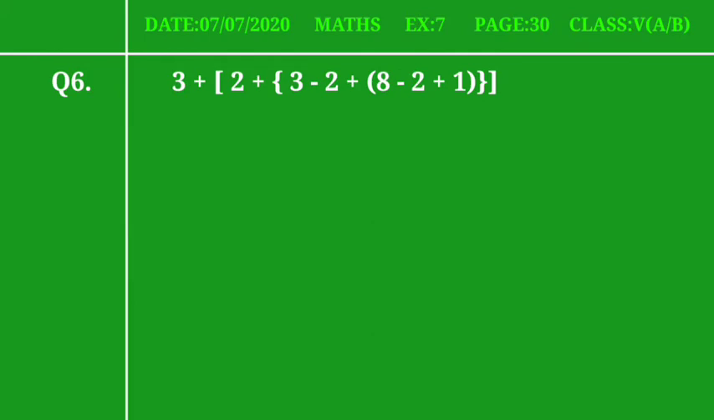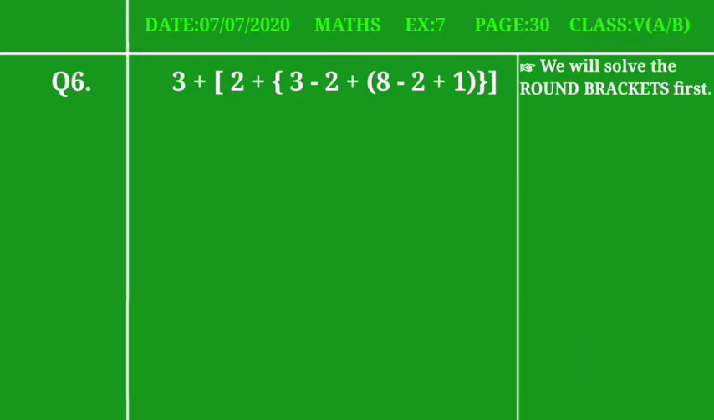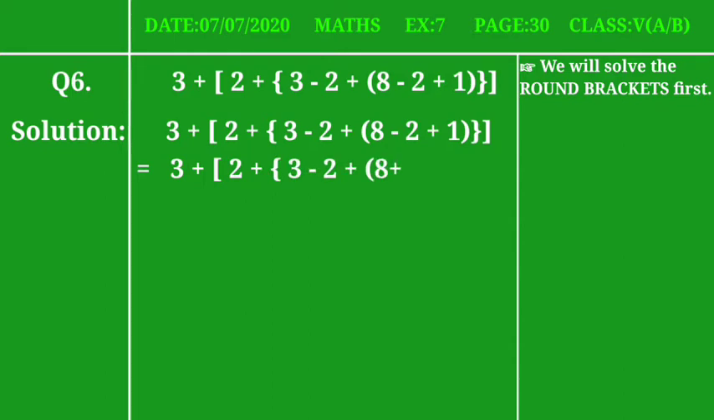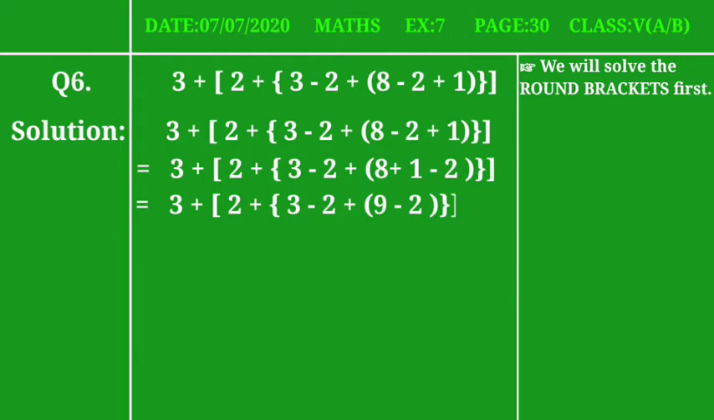Next one, you see it is a little bit long, and here we can see all the three kinds of brackets being used. While solving, we will first start from the round brackets, or the small brackets. What are the numbers inside the round brackets? 8 minus 2 plus 1. The remaining numbers will be copied the same. First we will add, so 8 plus 1 and then minus 2 later on. 8 plus 1 gives you 9, then minus 2.